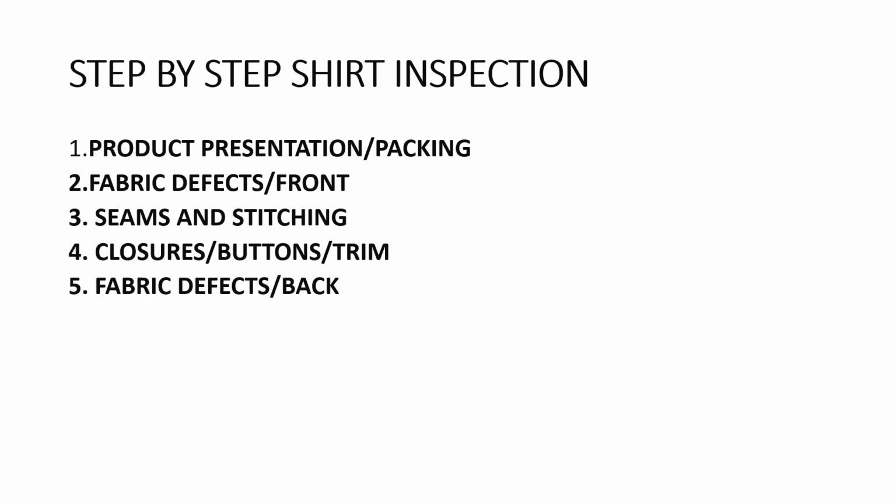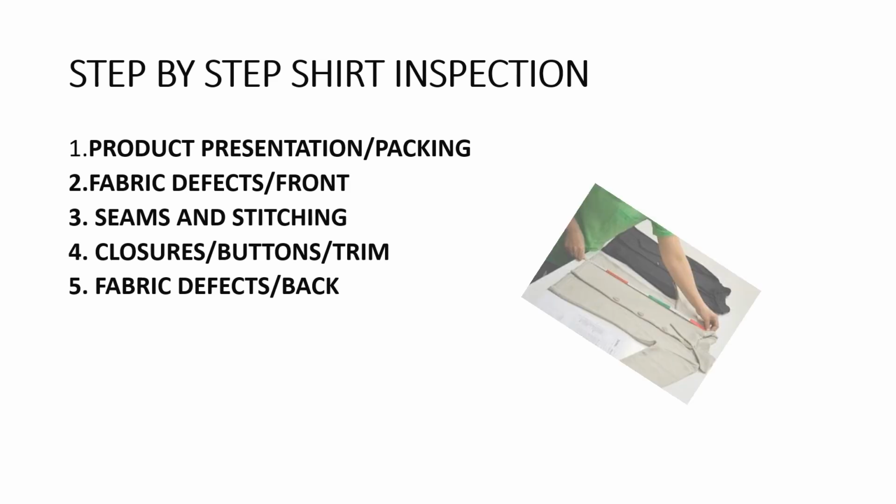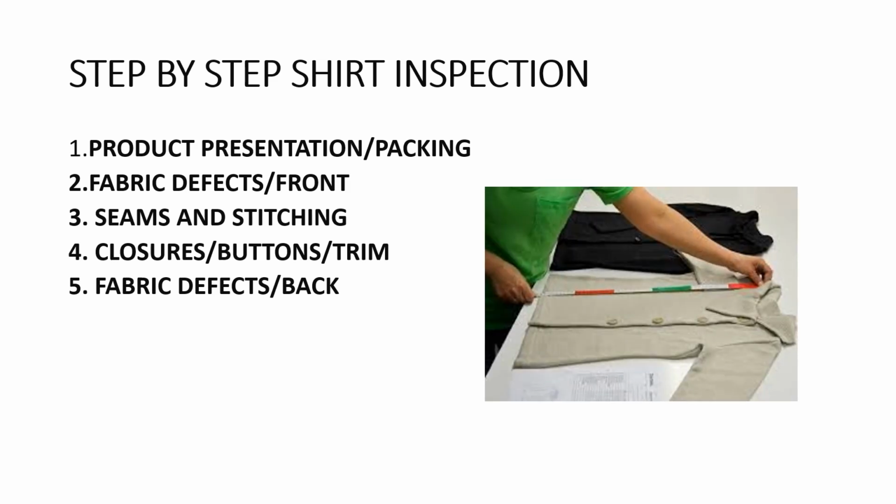Then comes the fabric defects at the back. When you are talking about the front, there must be some fabric defects which are occurring at the back also. So this is the way different kinds of fabric defects are identified in the garment. So front and back positions both are important for a garment.